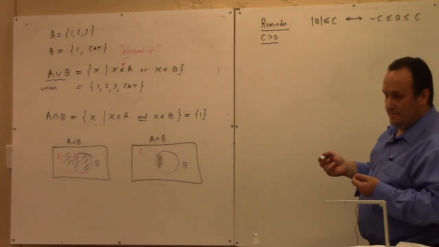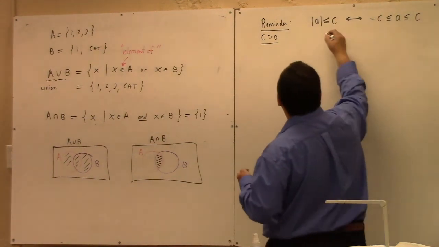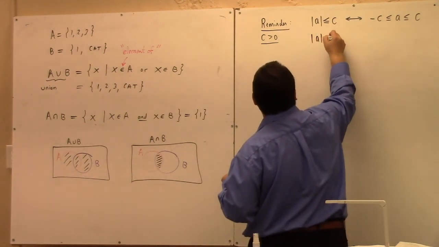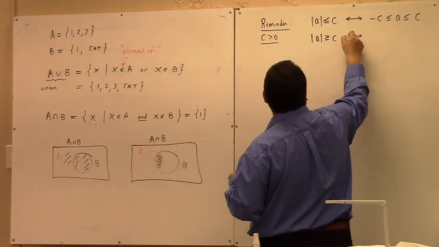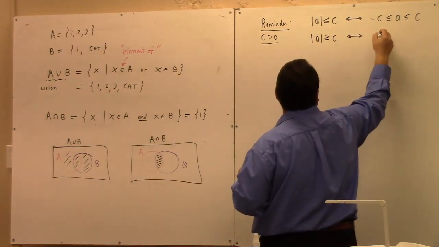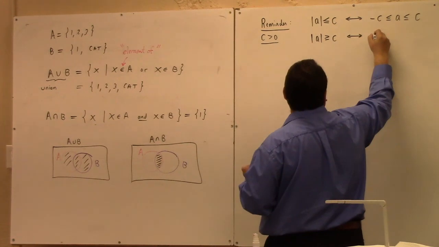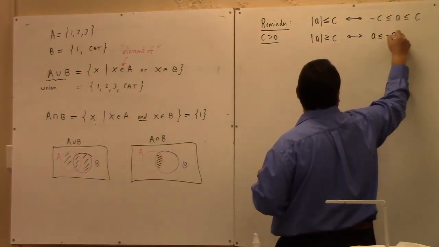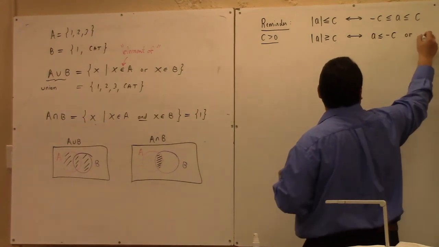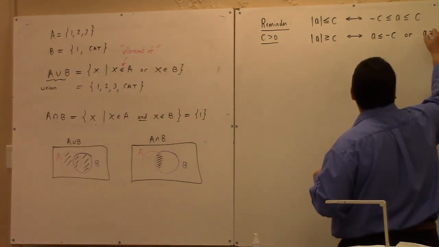On the other hand, if you have the absolute value of A greater than or equal to C, that is interchangeable with, let's see here, A less than or equal to minus C, or A greater than or equal to positive C.